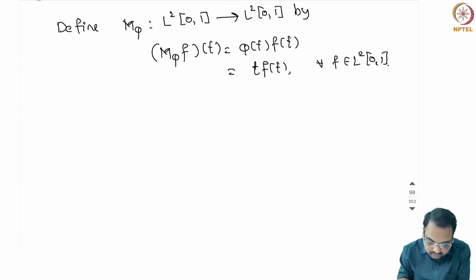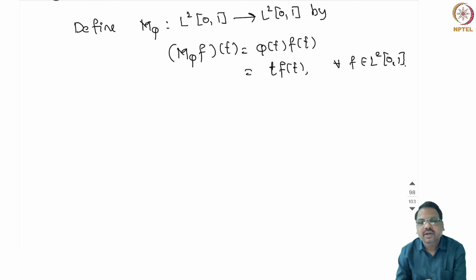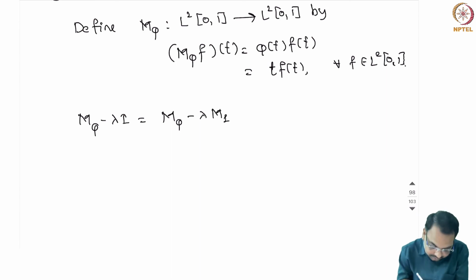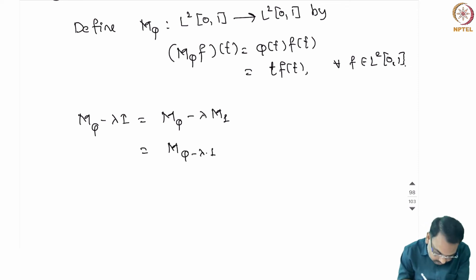Okay, now we want to look at E_lambda for M_phi. So we can easily show that M_phi minus lambda I is M_(phi minus lambda), multiplication by the constant function 1. So this is nothing but M_(phi minus lambda times 1). Also we can show that the modulus of M_(phi minus lambda 1) is M of |phi minus lambda 1|.